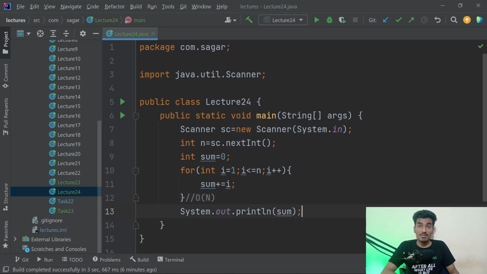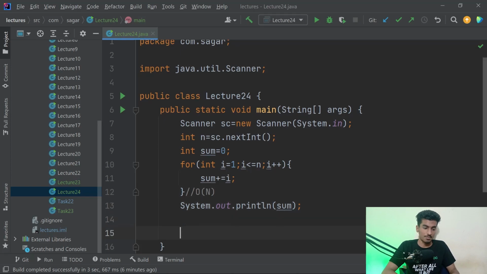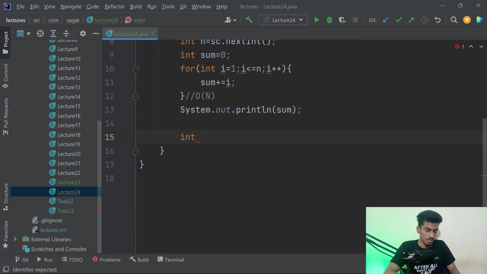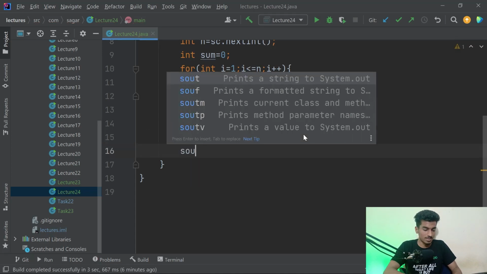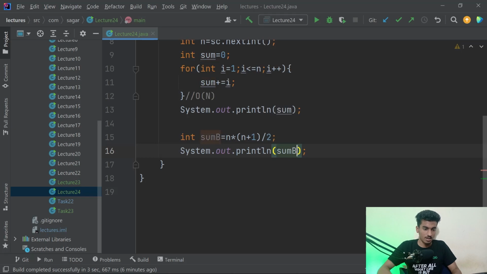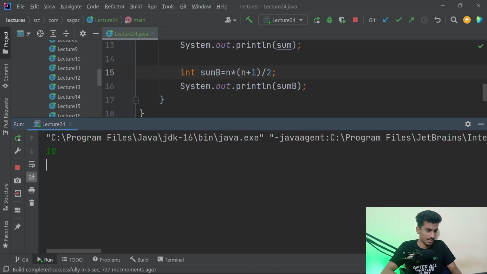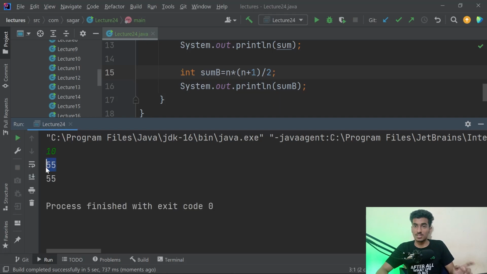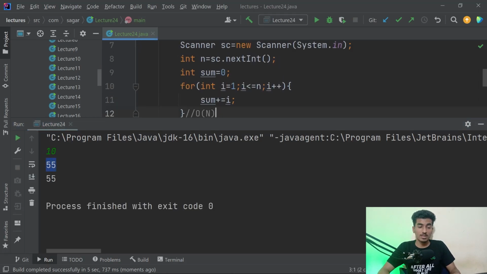So for optimizing our algorithm, we have to find the sum of first n numbers, and I know that formula. So sum b is equal to n into n plus 1 by 2. So that is the formula to find the sum of first n numbers. So I will just print this sum b, and after that I have to check. So the sum of first 10 numbers is 55. You can see our first sum is 55, which we found using a for loop.